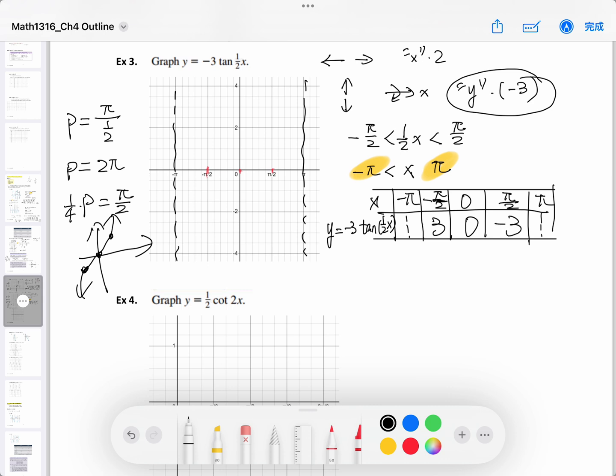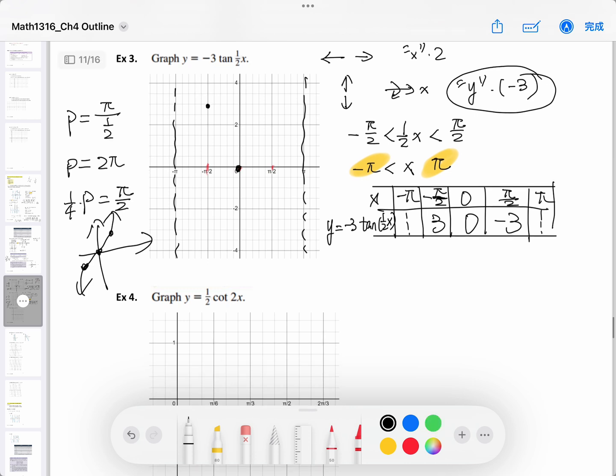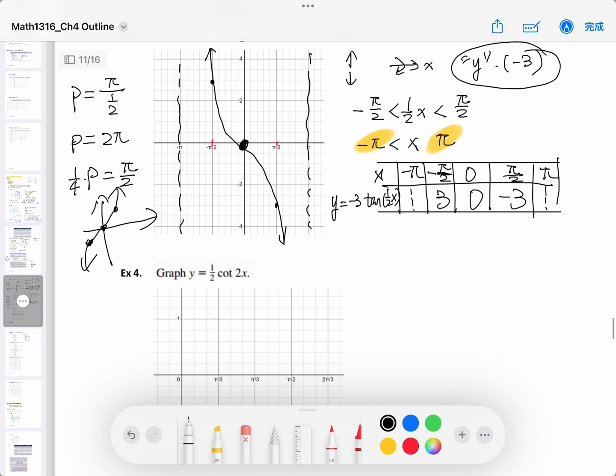Okay, let's start to plot the points. -pi over 2, 3. And 0, 0. Pi over 2, -3. It's not very pretty. Okay, looks better. The graph goes through the point 0, 0. All right, we got our graph.